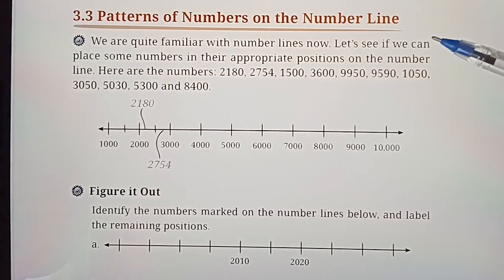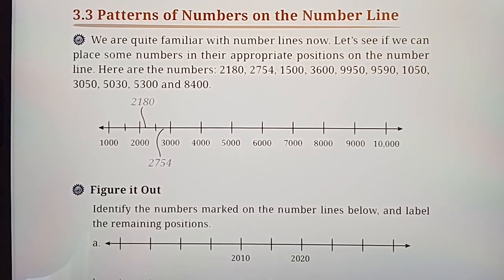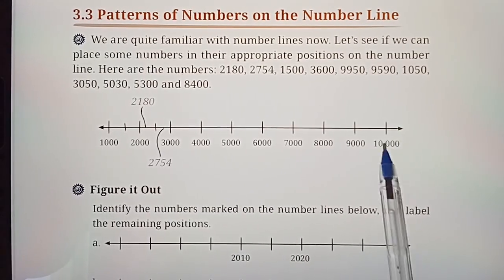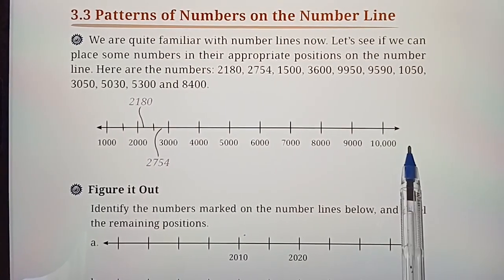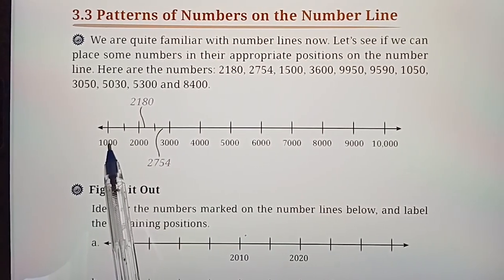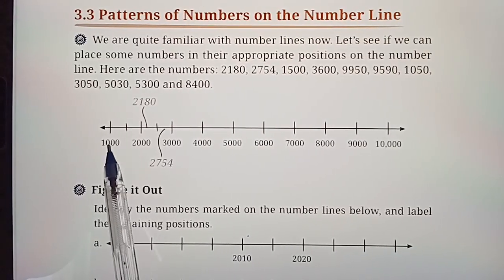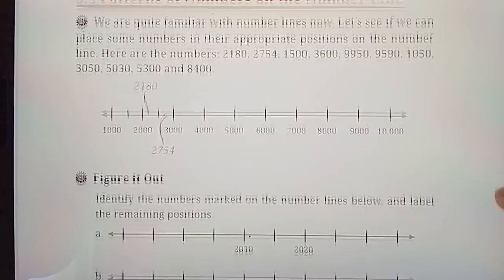Next we have patterns of numbers on the number line. So a number line is a line consisting of different numbers. In this line you can see the numbers from 1000 to 10,000. And you can see there are many numbers in between. Now, if you're looking for the number 1500, it will be exactly in the middle of 1000 and 2000. So this is how number lines are supposed to be.